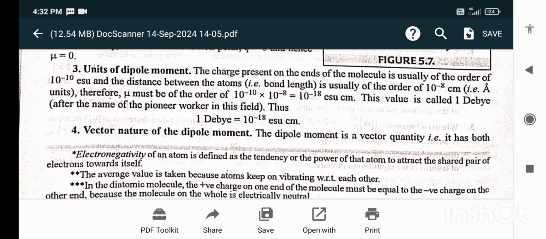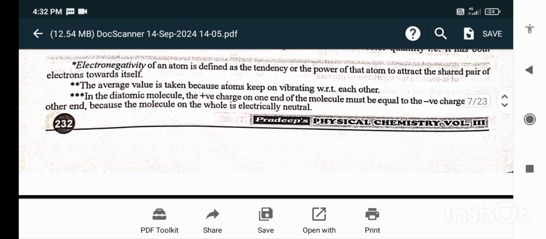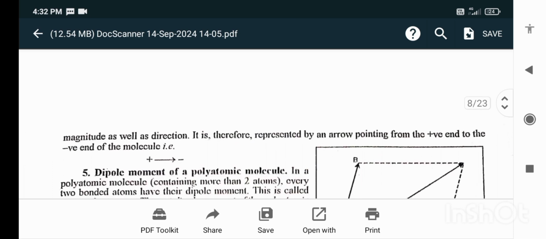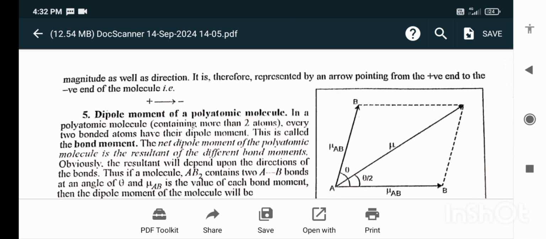Vector nature of the dipole moment. The dipole moment is a vector quantity, hence it has both magnitude as well as direction. The average value is taken because atoms keep on vibrating with respect to each other. In the diatomic molecule, the positive charge on one end of the molecule must be equal to the negative charge on the other end because the molecule on the whole is electrically neutral. It is therefore represented by an arrow pointing from the positive end to the negative end of the molecule.